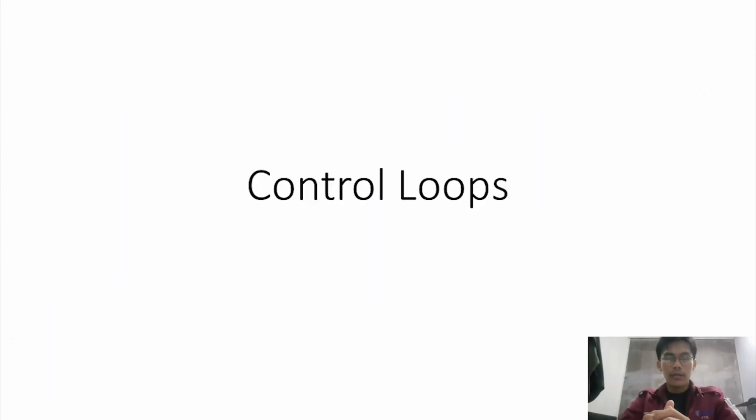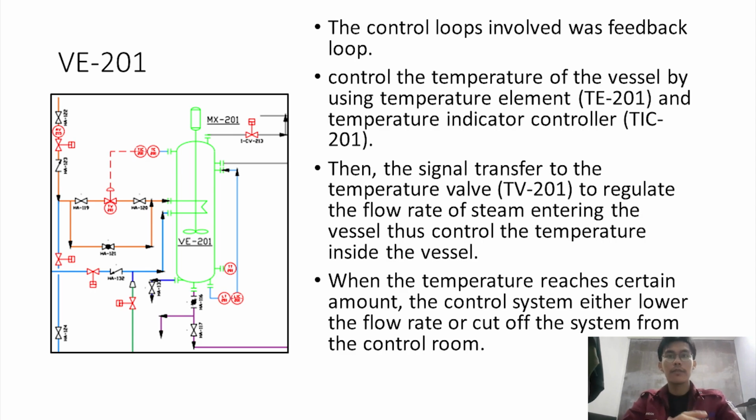Okay, now I'm going to talk about the control loops based on the two P&ID diagrams that we have, which discuss the reaction process and the polishing process, which involve the vessels VE201 to 202 and VE203 to T209. First, I'm going to talk about a control loop inside VE201, which involves a feedback loop. These loops control the temperature of the vessel by using temperature element TE201 and temperature indicator controller TIC201.